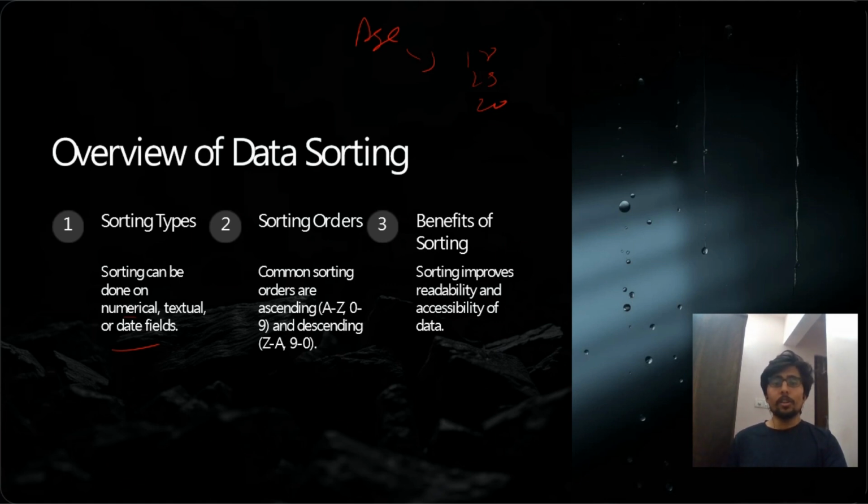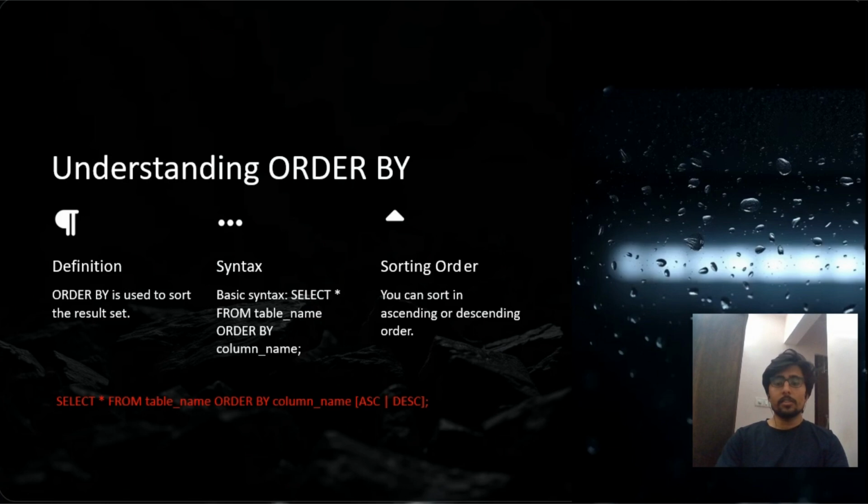And common sorting orders are ascending order, A to Z, and descending order, Z to A. As I told, in the alphabet you take A, B, C, D, right? If you are doing ascending order sorting, then ascending means from smaller to bigger: the A, then B, then C, and then D. It will be like that. We'll understand with an example, not to worry about that.